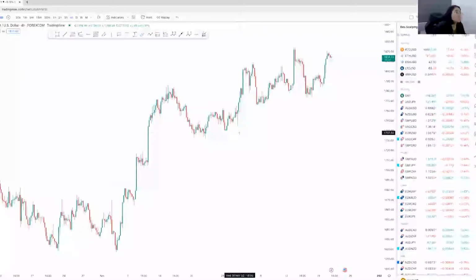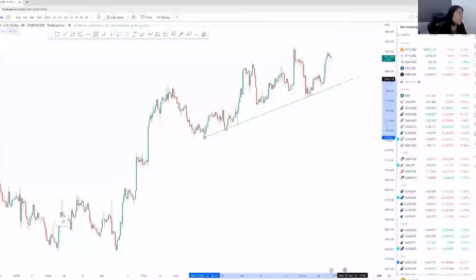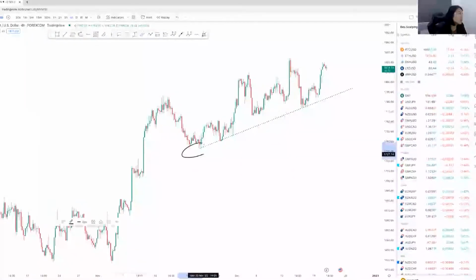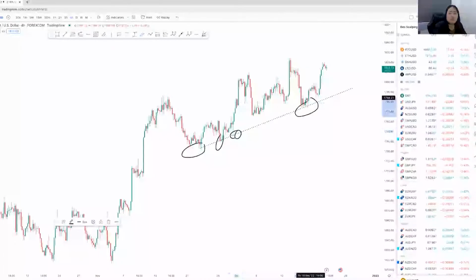Okay, it's going up. There is a channel and there's also a trend line. Thank you, Bri, again. There is an ascending trend line here. There are 1, 2, 3, and 4 touches. This is a valid trend line.